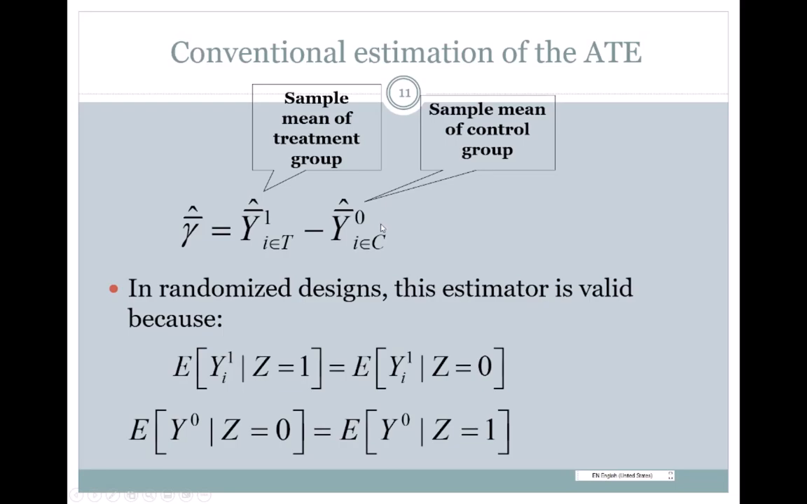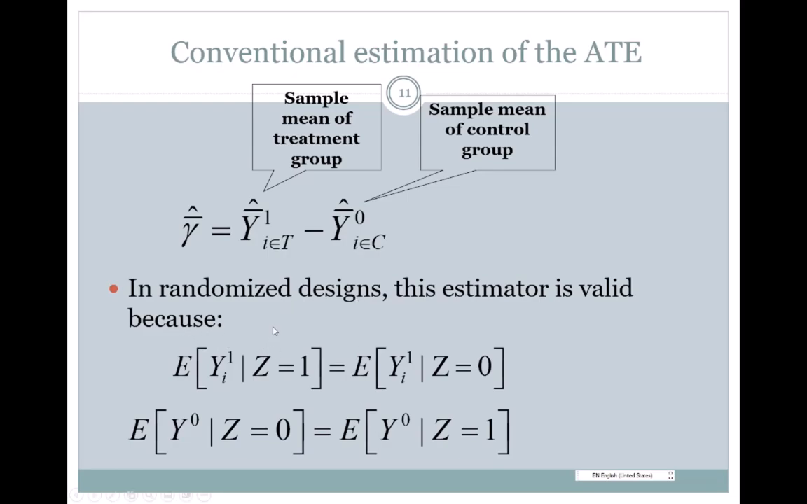Now, the conventional estimation of ATE, ignoring selection bias, would be just the sample mean of the treatment group minus the sample mean of the control group. Now, this estimator is valid, it is unbiased for an experimental design. Why is it unbiased in experimental design? It's because the control group is a valid representation of the treatment group if the treatment group had not been treated.